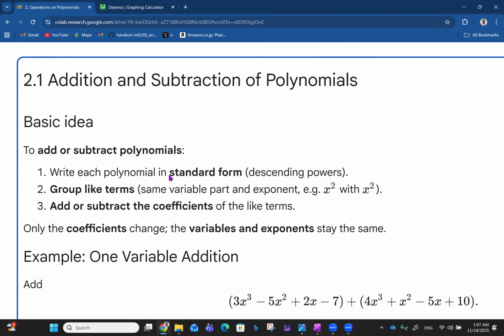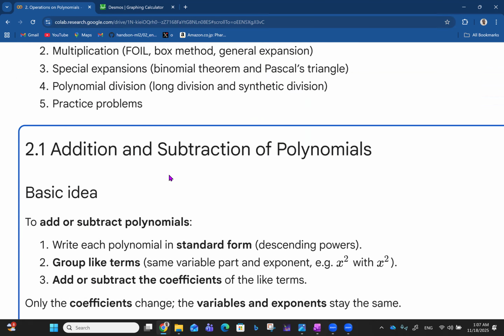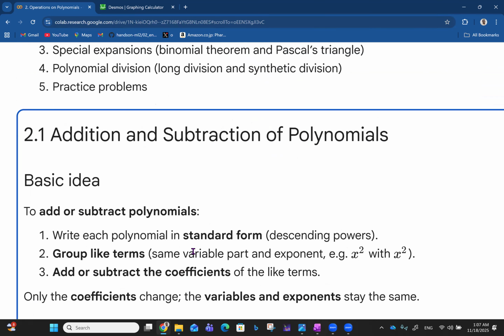The basic idea here is this. To add or subtract polynomials, write each polynomial in standard form. Standard form means your leading term has to be the term with the highest exponent, and it goes in descending order like that.